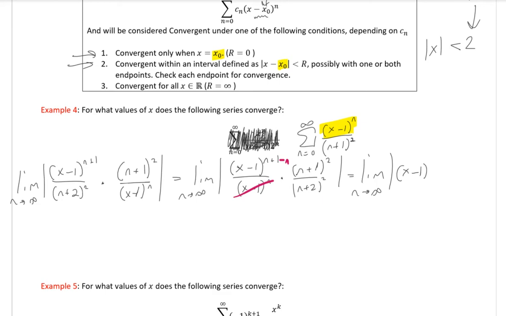And then (n plus 1) squared and (n plus 2) squared, by the leading term test, because they have the same highest degree on top, we just take the coefficients, 1 and 1, and we know that this is going to converge to 1. So that's going to go to times 1. And therefore, we just have the absolute value of x minus 1, which is convergent so long as that is less than 1.